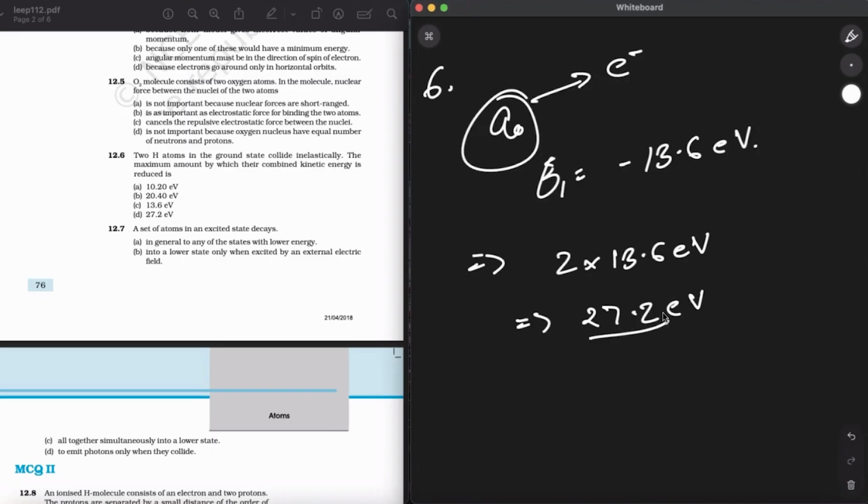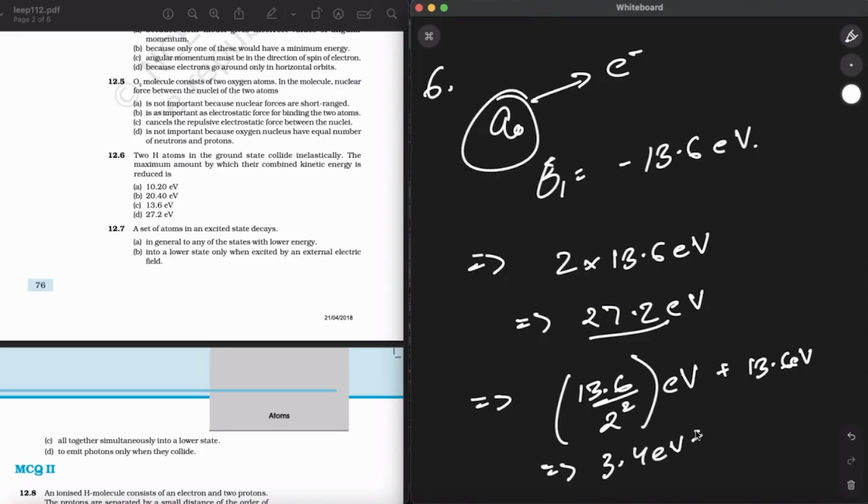So in an inelastic collision, one of them goes to the first excited state and the maximum kinetic energy is reduced. The total energy of the two H atoms after collision, we can determine using 13.6 divided by n square, that is 13.6 times (1/n square minus 1/2 square)... so 3.4 electron volt, 13.6 electron volt.